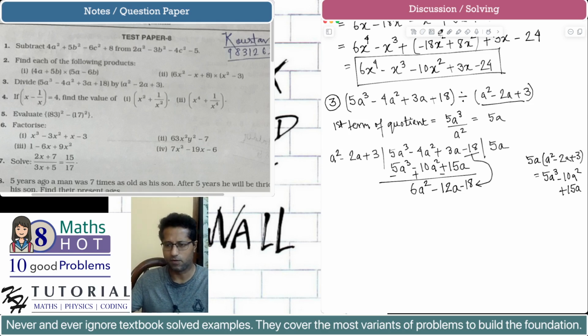So what will be the next term of the quotient? It will be the first term of the current dividend, that is 6a square, divided by the first term of the divisor, that is a square. This is equal to 6. So the next term of the quotient will be 6, that is plus 6.